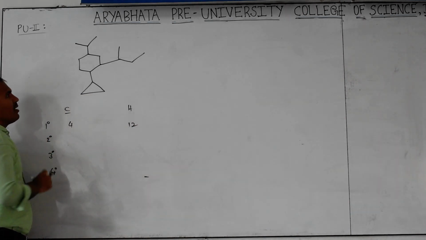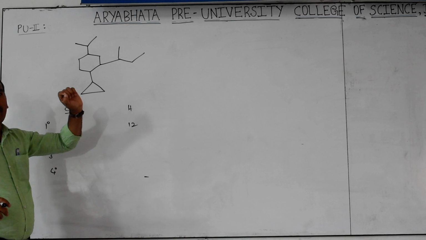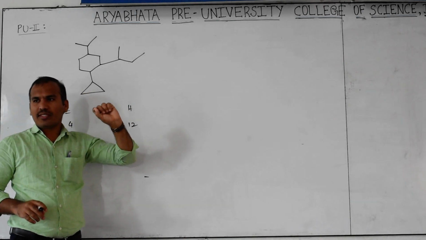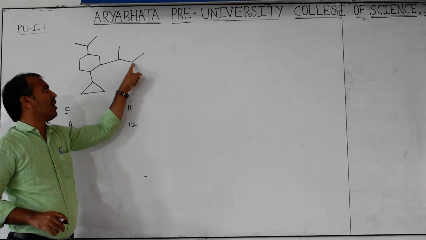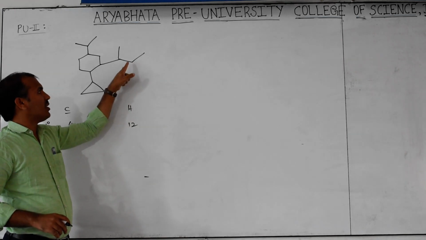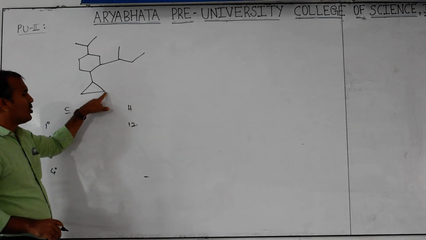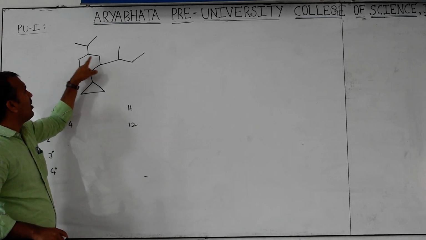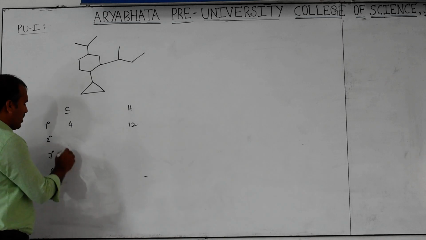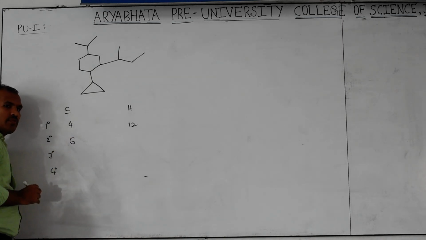Next, secondary carbon. Secondary carbon meaning what is that? The carbon which is directly bonded with two other carbons. This carbon is bonded to 1 and 2. So like this, 1 is there, 2, 3, 4, 5, 6. Then here 6. 6 into 2, 12.